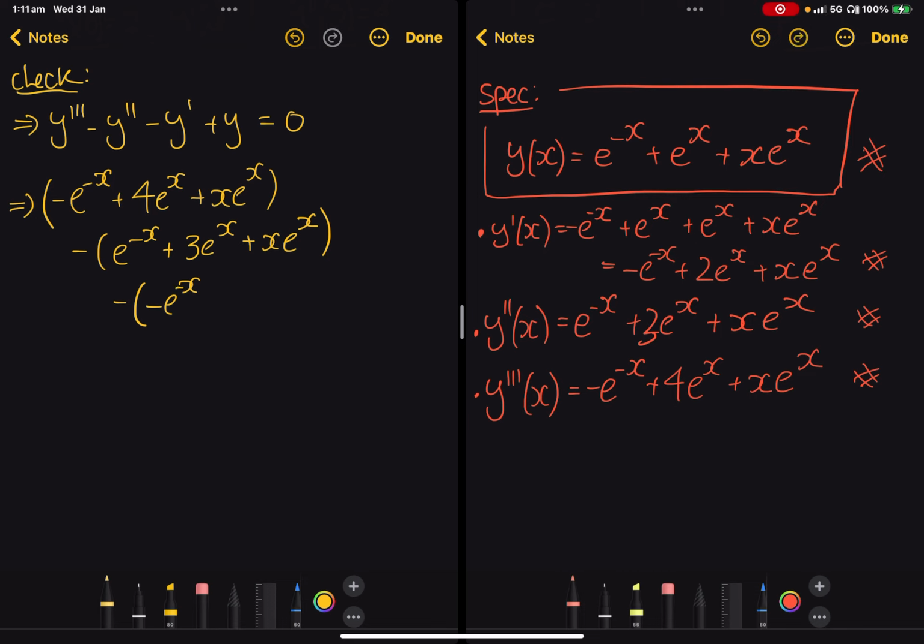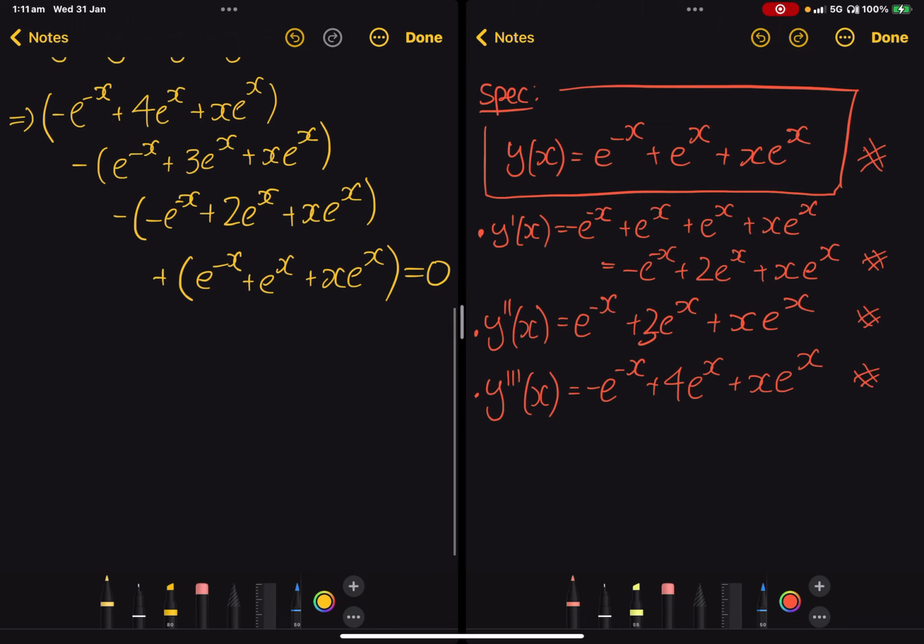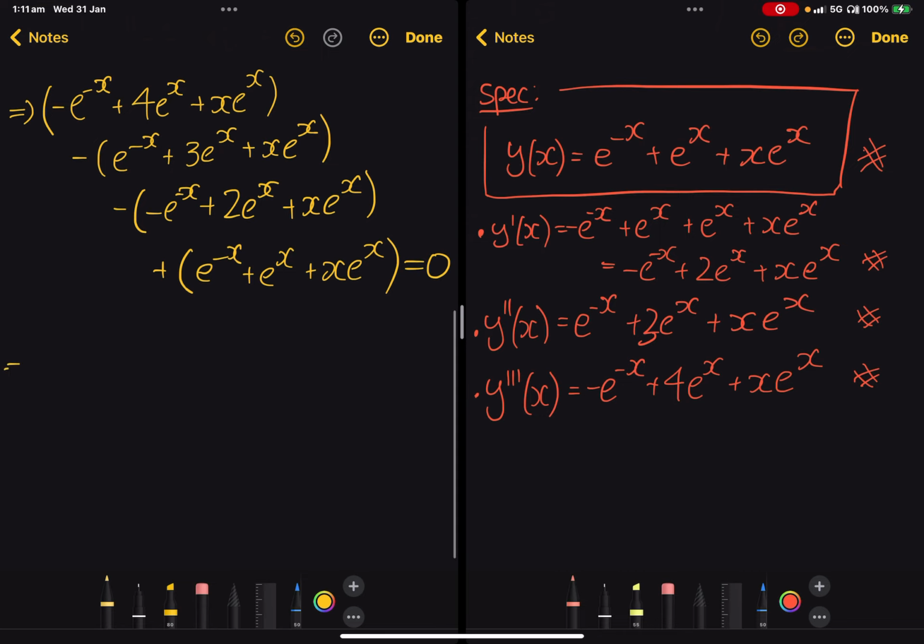Minus e to the minus x plus 2e to the x. If you lose or gain a sign here, it's going to ruin everything, so we've got to be very, very careful. Plus x e to the x, plus the function e to the minus x plus e to the x plus x times e to the x, is apparently all equal to 0. So we just need to expand all of these brackets, simplify this, and then we're done. We could just expand all the terms, that might be a little easier.